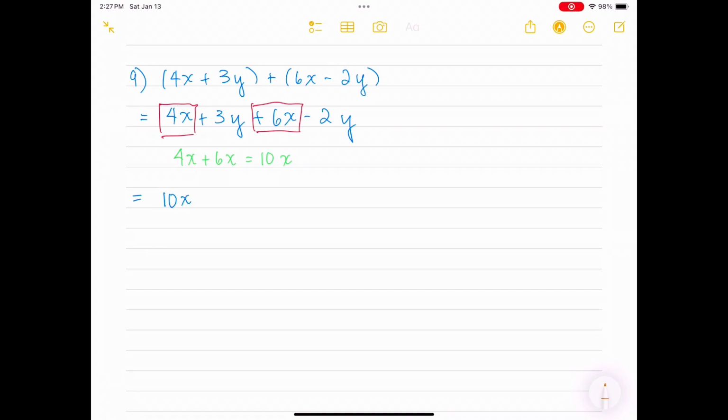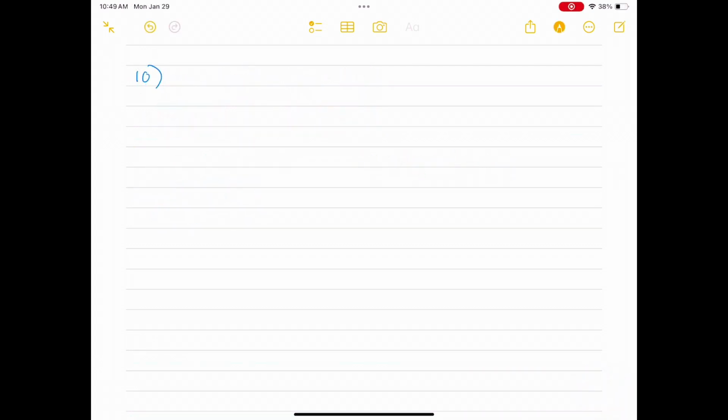Next, we gather the like terms, 3y minus 2y, and then 3y minus 2y simplifies to 1y, or positive y. So we write plus y next to 10x to continue the problem. So we have 10x plus y as the simplified expression. We box our answer.